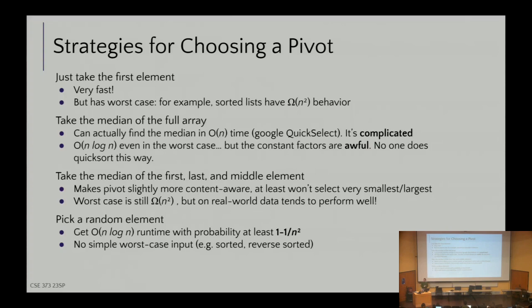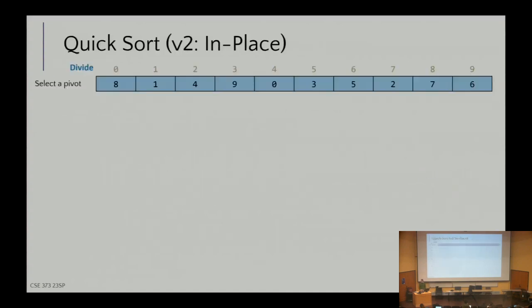The other thing you could do is literally just pick a random element. That is also a very common thing. Computers have fast random number generators. That's also a common implementation. But the median of the first, last, and middle is probably the most commonly used approach to quicksort. So how does that work? And also, let's talk about this fancy in-place approach.